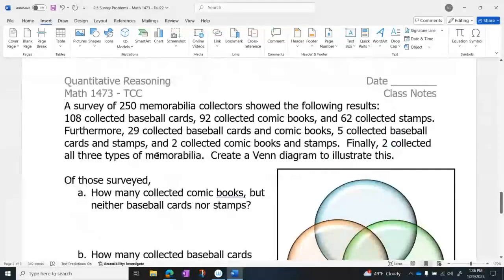A survey of 250 memorabilia collectors. I've seen this word many times. Since I don't use it a lot, I'm not very good at pronouncing it.